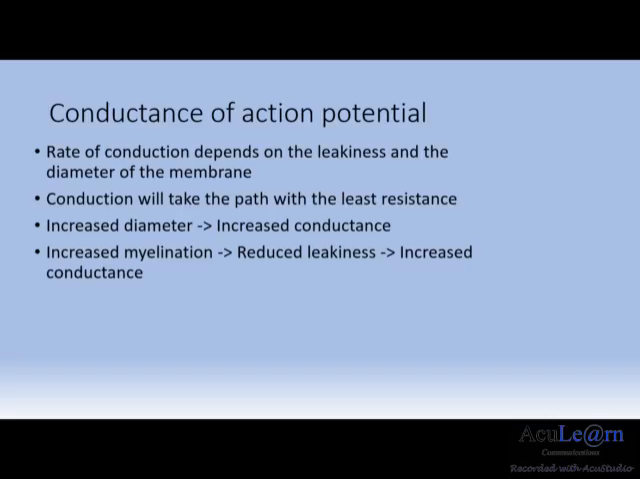Another way that will increase the conductance is the myelination of the axon itself. Myelin is a fatty substance that surrounds the outer area of the axons, which forms an insulating layer. Increased myelination leads to reduced leakiness as the current can't flow out of the axon due to the myelin blocking it. This results in increased conductance where the current will flow inside the axon instead.